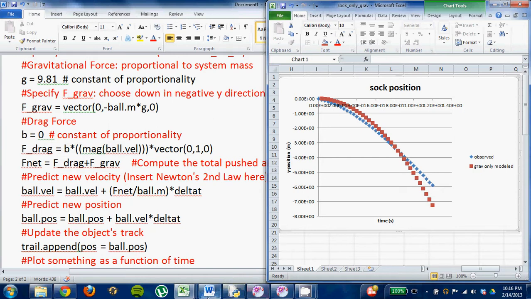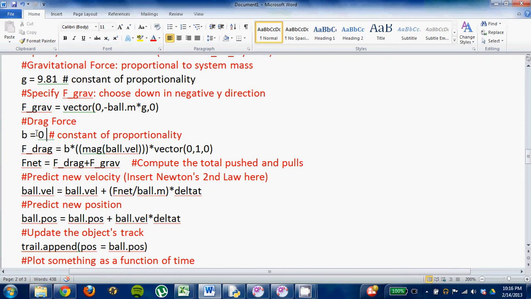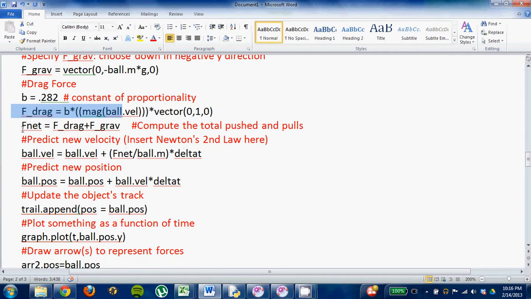Now, secondly, we went in and modeled this, except we put in a value of 22, which was for the sock, and used that, which gave us drag values, which meant that the F net was now going to be less than just gravity because we're adding drag and gravity to get F net.